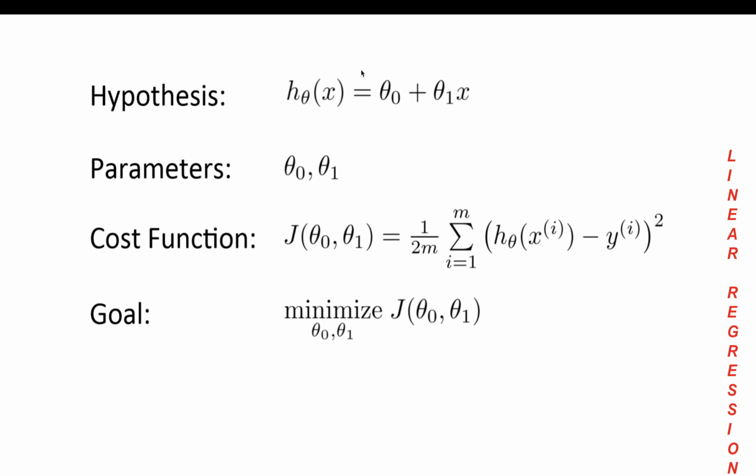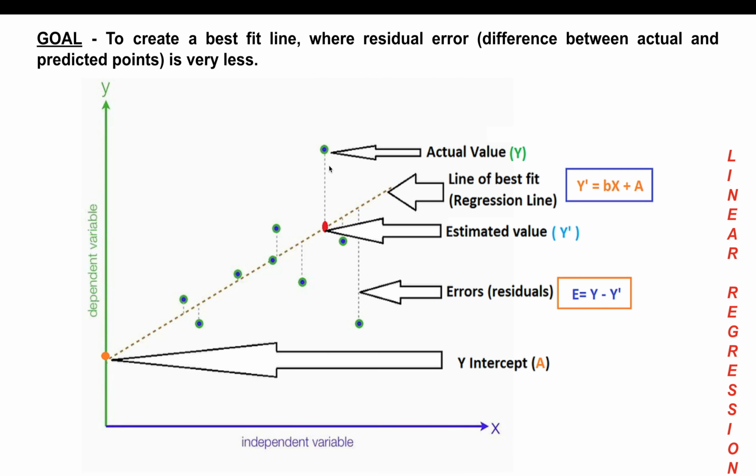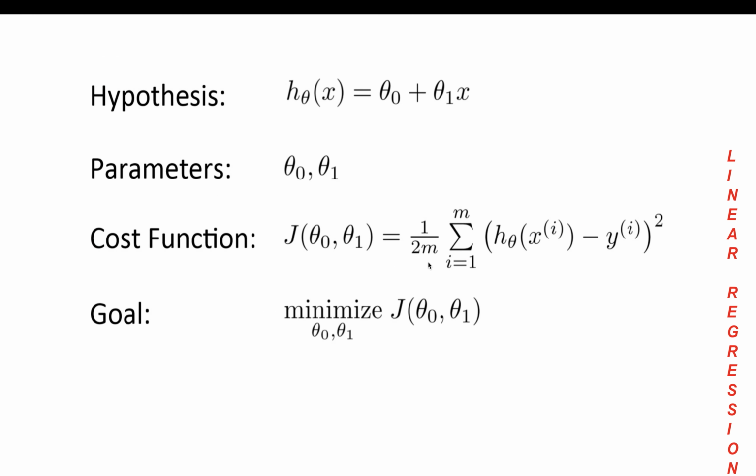Now, to minimize the difference between y and y dash, the difference between the actual value and the estimated value, we came across this cost function which we have already discussed, which is nothing but 1 by 2m, where m is the number of data points, times h theta x of i minus y of i, whole squared. This is nothing but your cost function which we eventually have to reduce to get our best fit line.